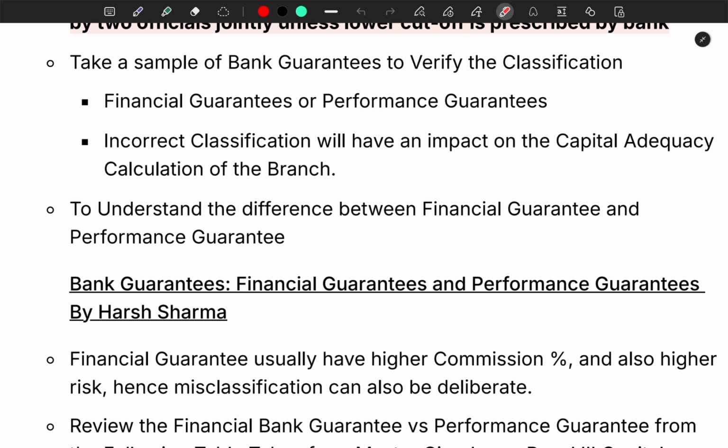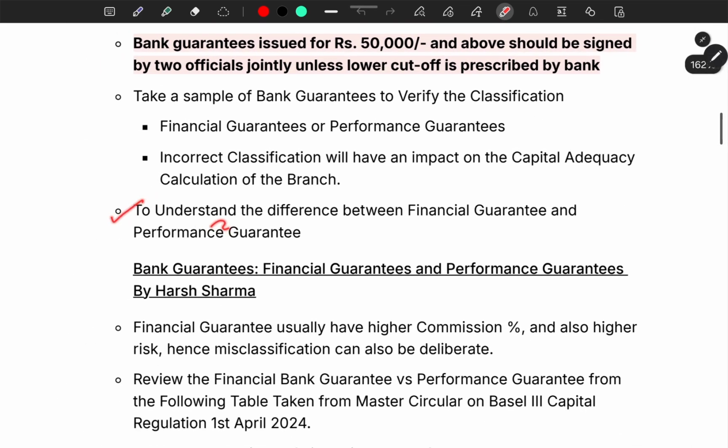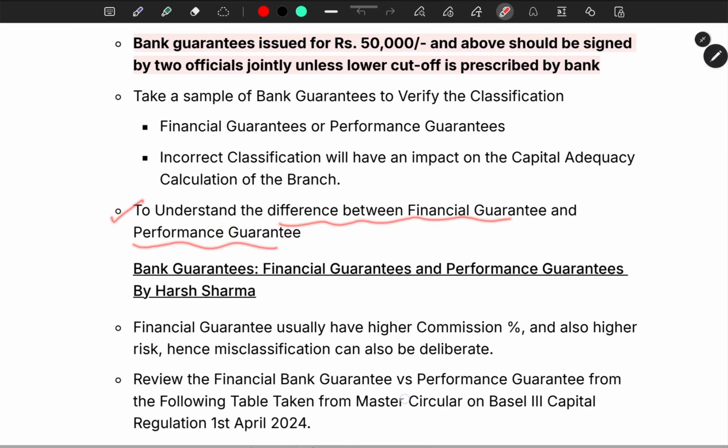Let's talk about the differences. But firstly, why do we care about the classification? The classification is important because incorrect classification will have an impact on the capital adequacy calculation. Why is that? Because financial guarantees and performance guarantees have different risk asset weights. They have different risk exposures and therefore different weights. So we should understand the difference between a financial guarantee and a performance guarantee. Let's get on with it.